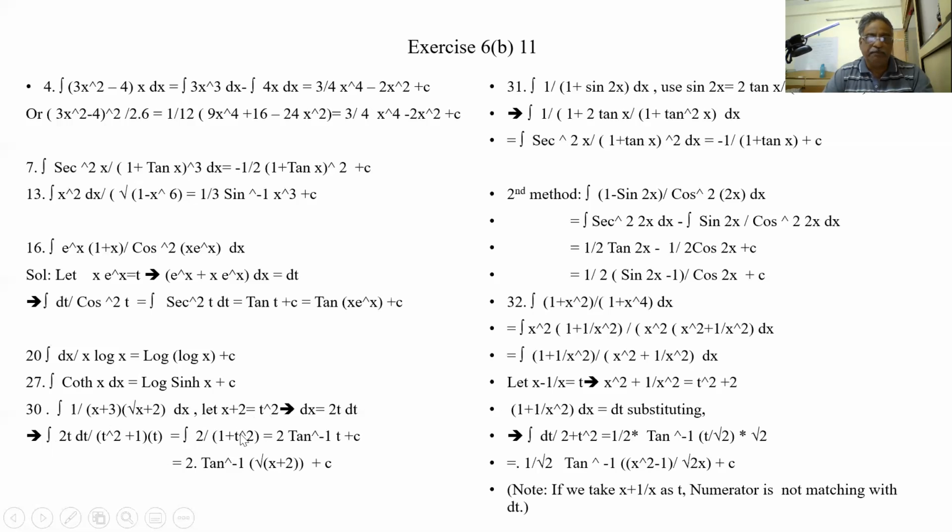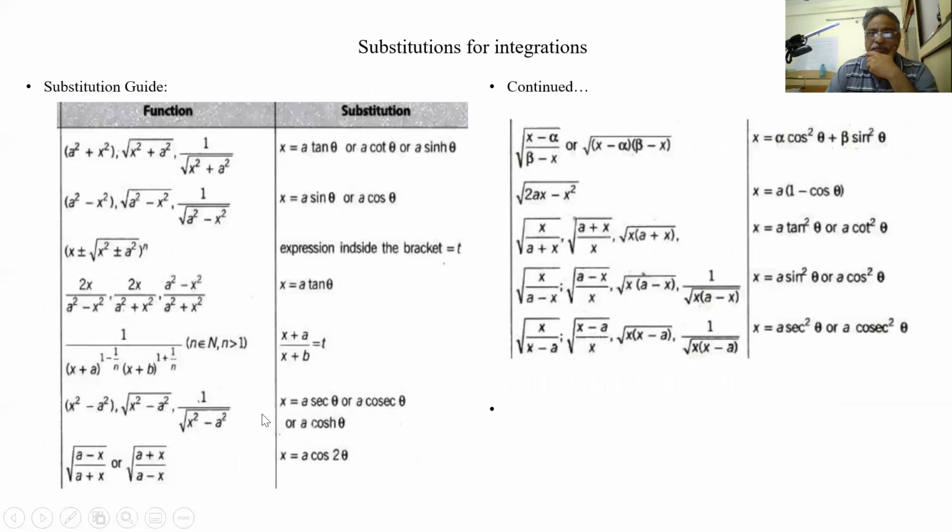When I separate this, 2 by 1 plus t square, the t gets cancelled. This is like tan inverse t. So 2 tan inverse t plus c. Wherever there is t, I have to use root of x plus 2. So in such problems, we have to choose root x plus 2 as t, so we come out of the root somehow. That's why we have used t here. Same thing here, substitution. We are using some substitution here to come out of the root.